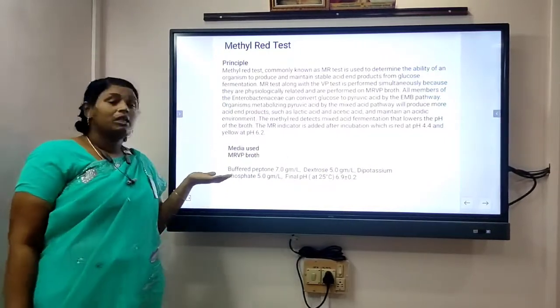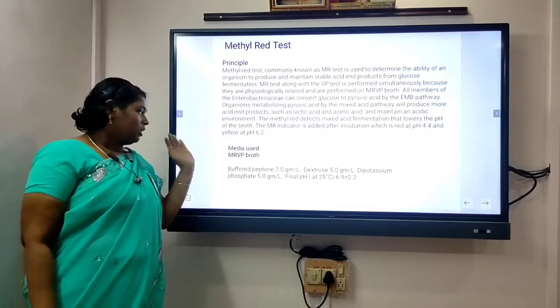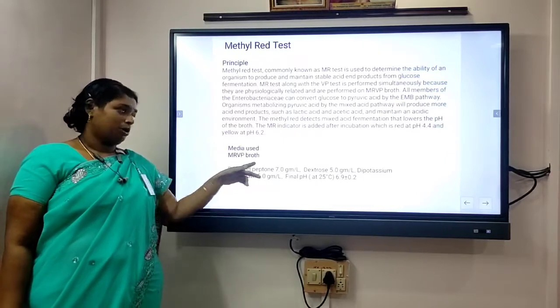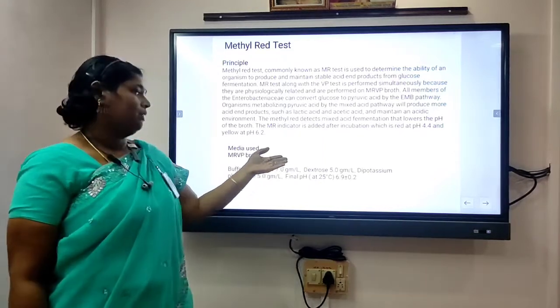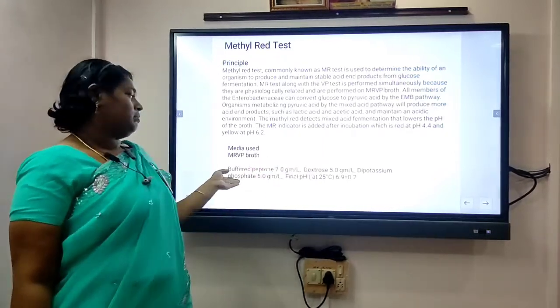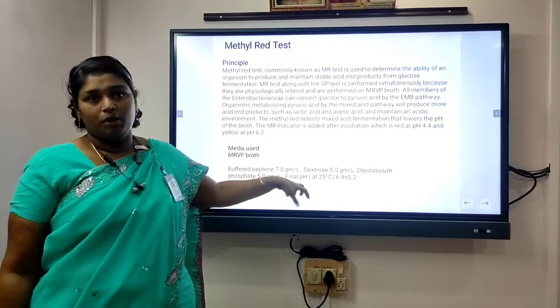What is the medium used for the methyl red test? The medium used is the MRVP broth. It contains buffered peptone, dextrose and dipotassium sulfate. We have to maintain the pH of 7.